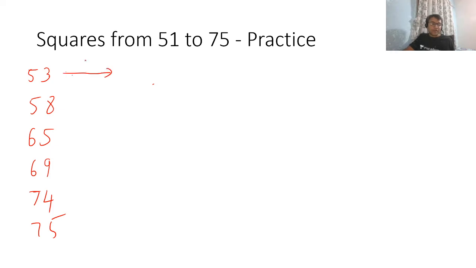So when you say 53, it basically means 3 more than 50. So what we do is 25 plus 3, 28, and then we add 3 square, which is 09. This is 3 square. 58 is 8 more than 50, so 25 plus 8 will give you 33, and 8 square will give you 64.